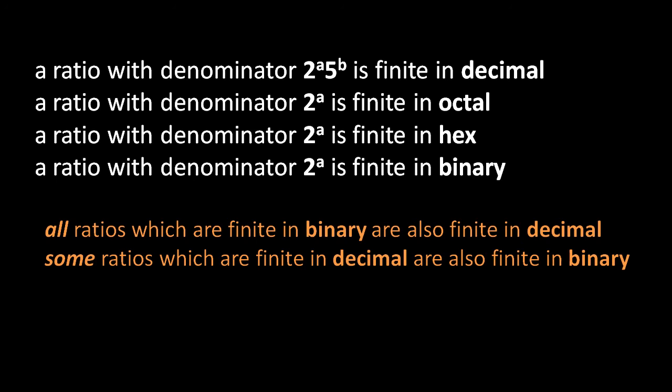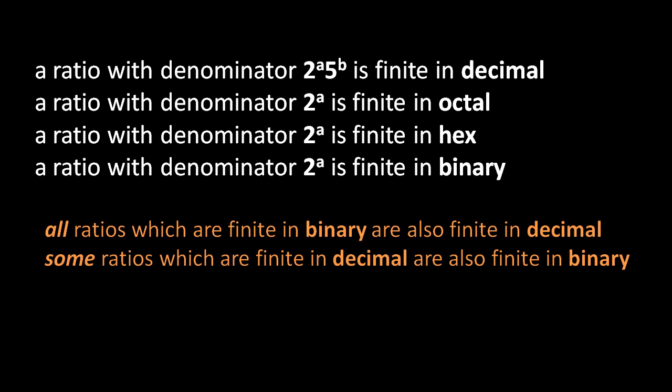So then it works out that when a ratio has a denominator which is equal to 2 raised to some power, then that ratio is finite in octal, hex, and binary. This is because octal is base 8, and 8 has the factors 2, 4, and 8, but 4 is 2 to the second, and 8 is 2 to the third, so those are redundant. And similarly, hex is base 16. 16 has the factors 2, 4, 8, and 16, but 4, 8, and 16 are all exponents of 2. And lastly, binary is base 2, and base 2 has just the factor 2.